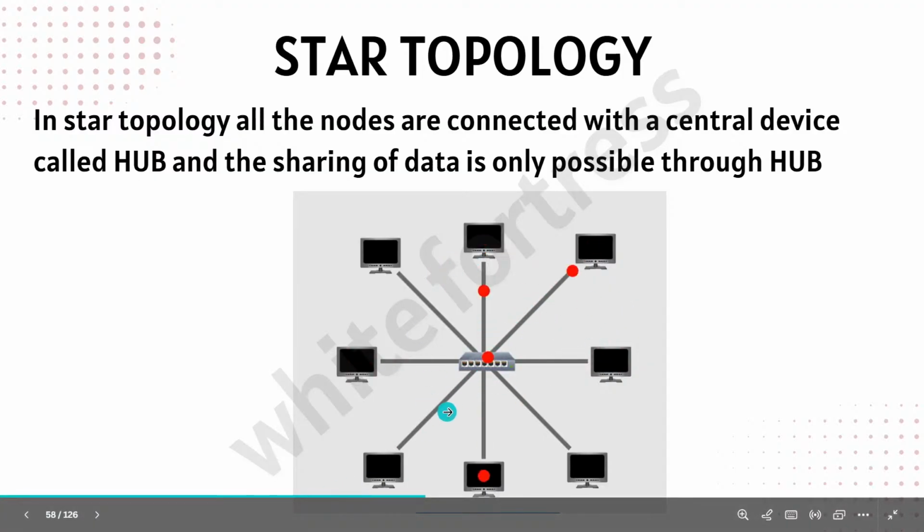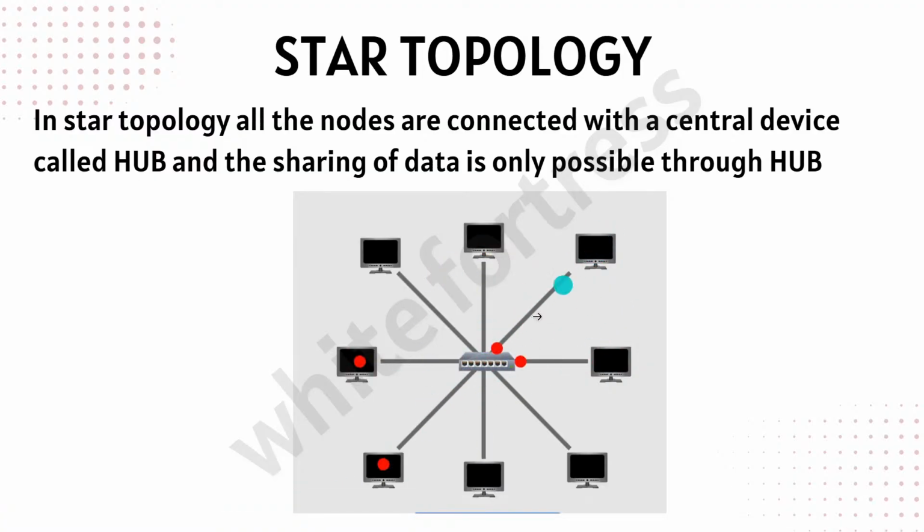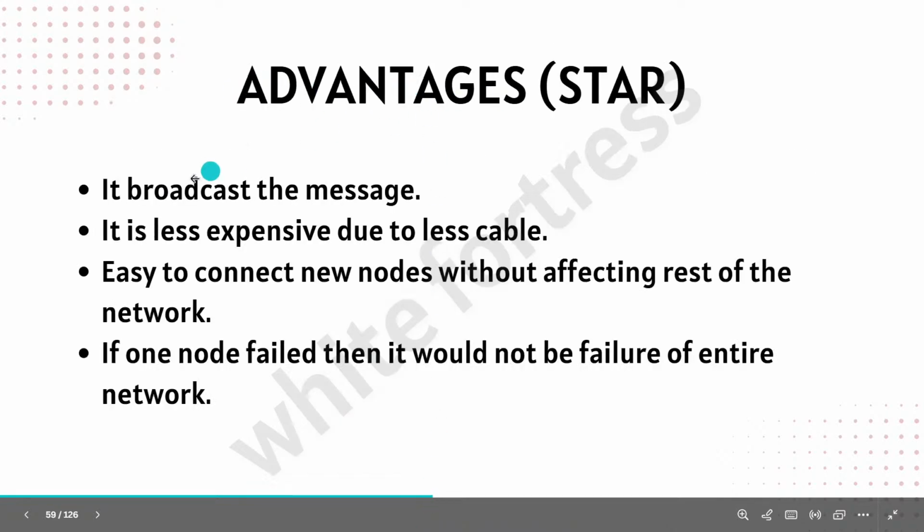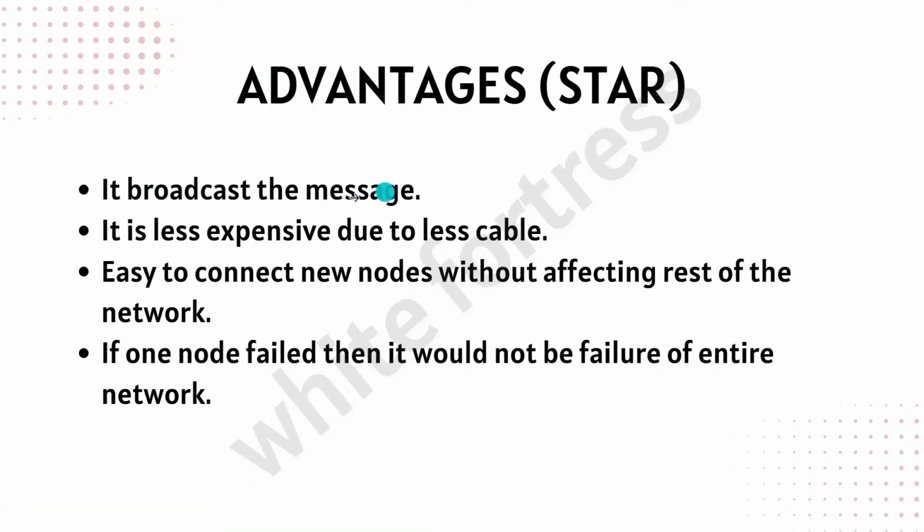Okay, let's continue. So if the packet comes from here, it will be broadcasted to all others, but other devices will drop the packet, and only this device will receive the packet. So what are the advantages? If it is hub, it will broadcast the message. If it is switch, it will not broadcast the message.